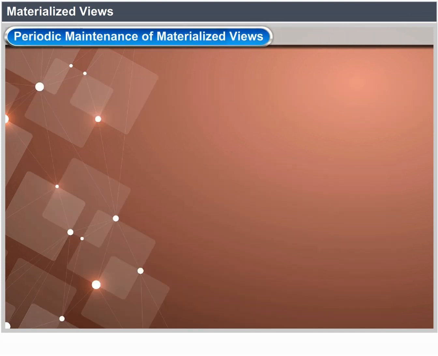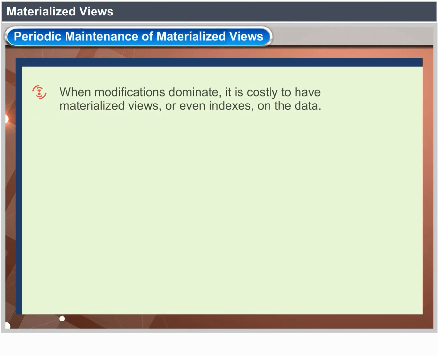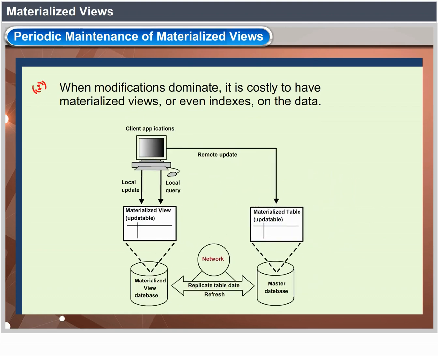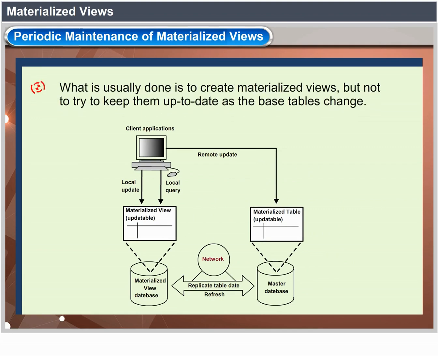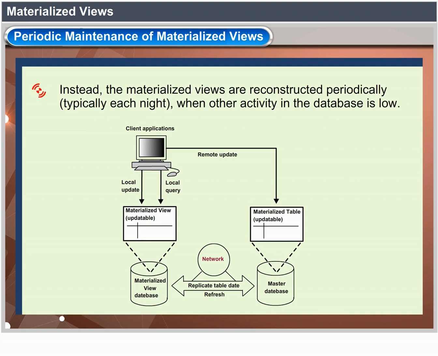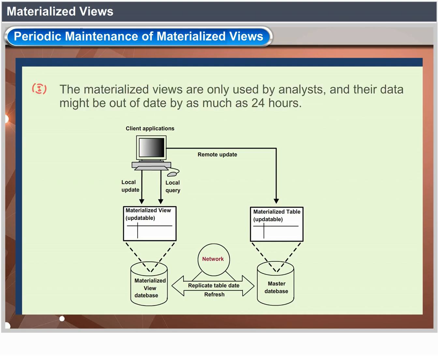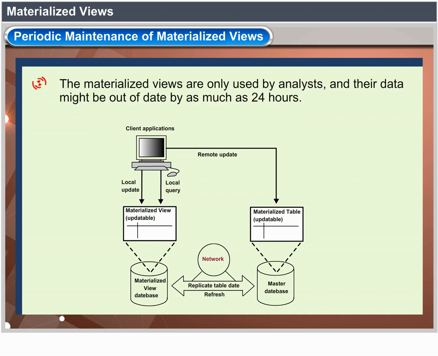Periodic maintenance of materialized views. When modifications dominate, it is costly to have materialized views or even indexes on the data. What is usually done is to create materialized views but not to try to keep them up to date as the base tables change. Rather, the materialized views are reconstructed periodically, typically each night when other activity in the database is low. The materialized views are only used by analysts, and the data might be out of date by as much as 24 hours.